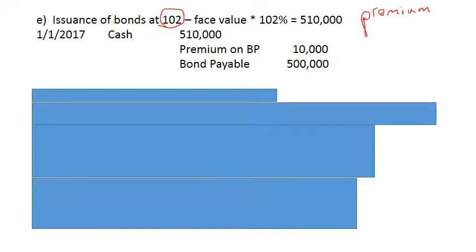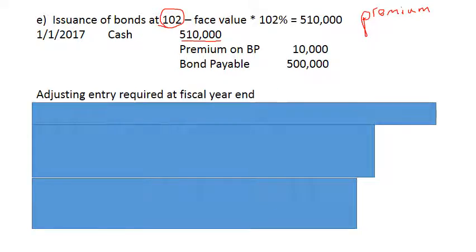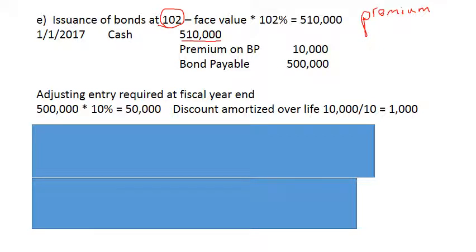So at the date of issue, we're going to receive $510,000 in cash. The bond payable is $500,000, so that's what we have to pay back in 10 years, and we have a premium, so we receive $10,000 more than we have to pay back. So the adjusting entry at the end of the fiscal period, we're going to amortize this $10,000 over 10 years.